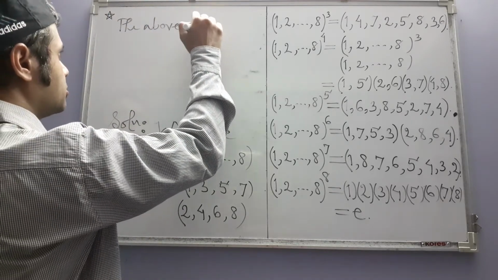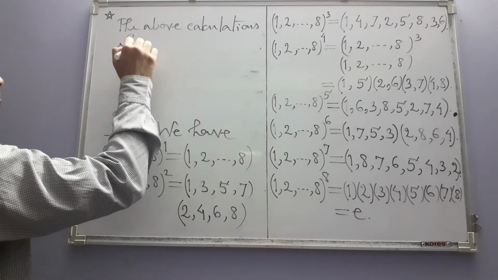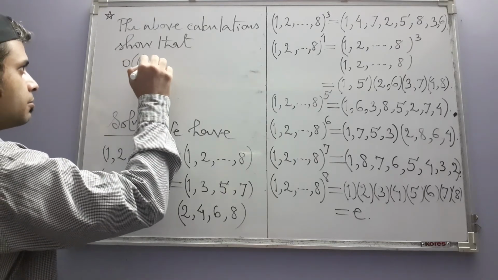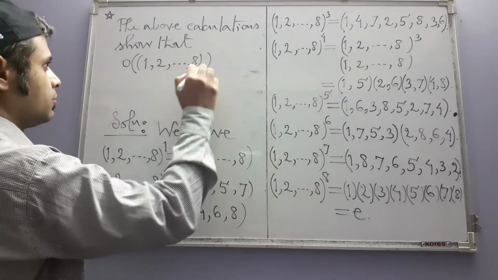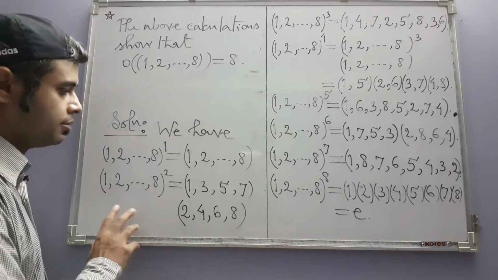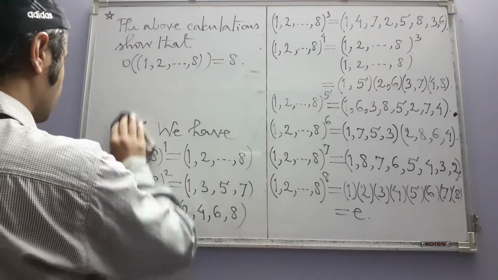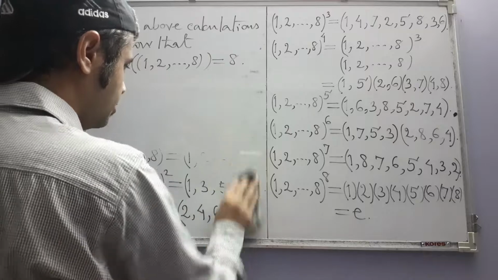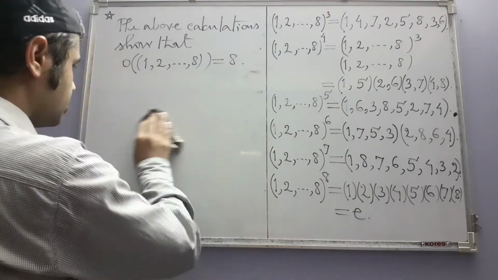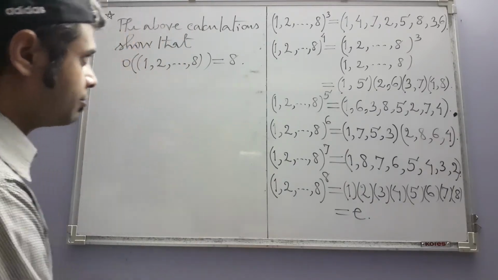The above calculations show that the order of this 8 cycle is equal to 8. Now from this we can in fact say something about the general power, and that something is this. You may have already guessed, but still, the fact that this cycle has order 8 tells us that actually these are the only distinct powers that we will ever find.